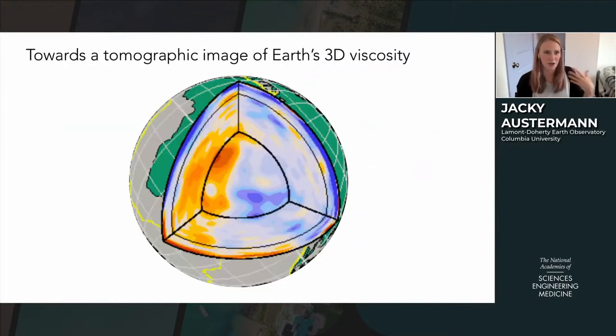So here's the dream. My dream is to move towards such tomographic imaging of Earth's 3D viscosity. I think the key part here is that it's towards a tomographic image. There are a couple of very important caveats that make this very difficult, but I think still possible. And I'm going to end by reflecting on a few of these complications.